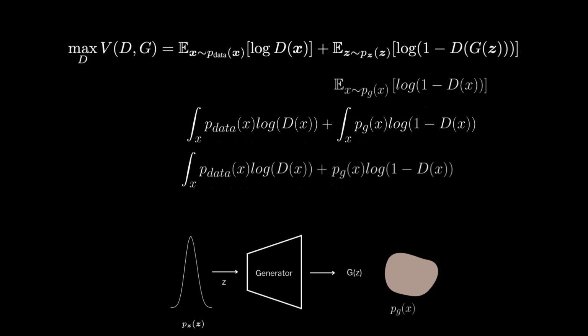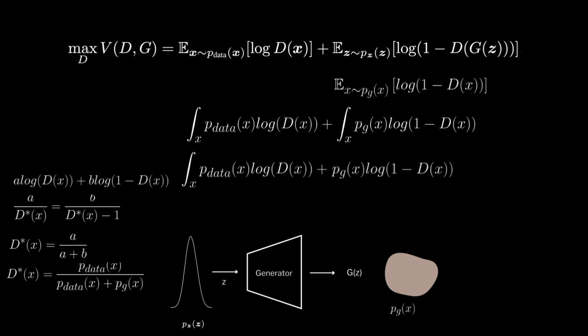Now for the optimal discriminator, we just maximize the term inside the integral. This is similar to optimizing this expression, and after finding its derivative and equating it to 0, we'll get this. This tells us that the optimal discriminator for a given point x in image space will predict the probability of it being real as p data of x divided by p data of x plus p g of x.